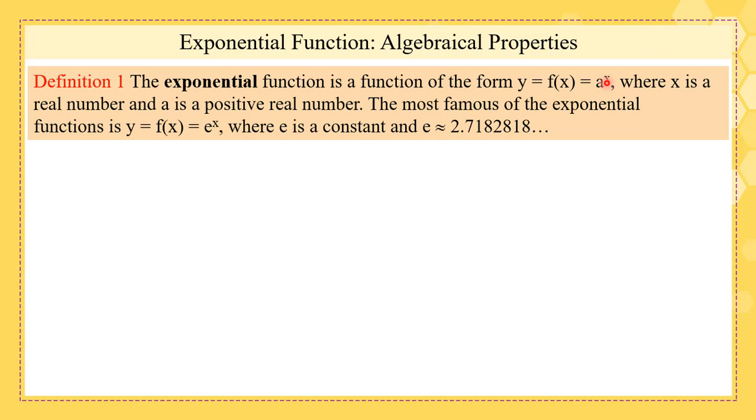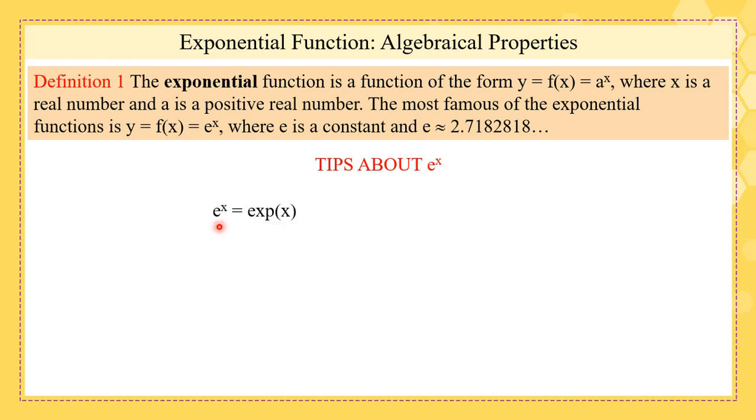What you used to take in the previous years is that functions where the base is a variable and the exponent is a constant. Here what we have is that the base is a constant and the exponent is a variable. Now the most famous exponential function is y equals f of x equals e to the power x, where e is a constant and e is about 2.7, and we saw e in the previous unit, the unit of logarithmic functions. Let's see some tips about e^x.